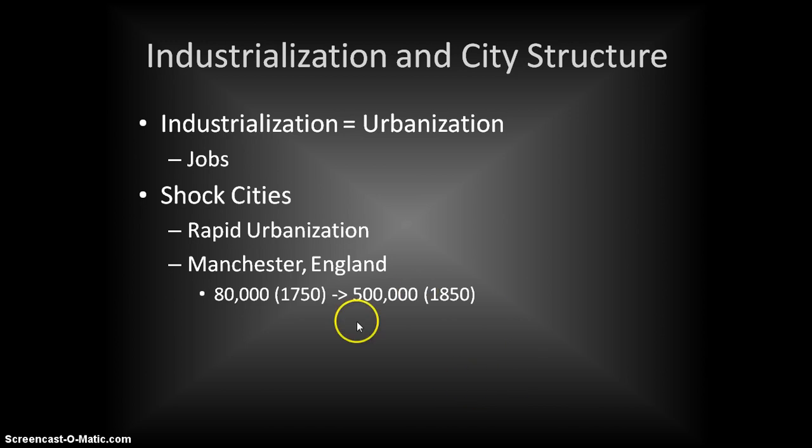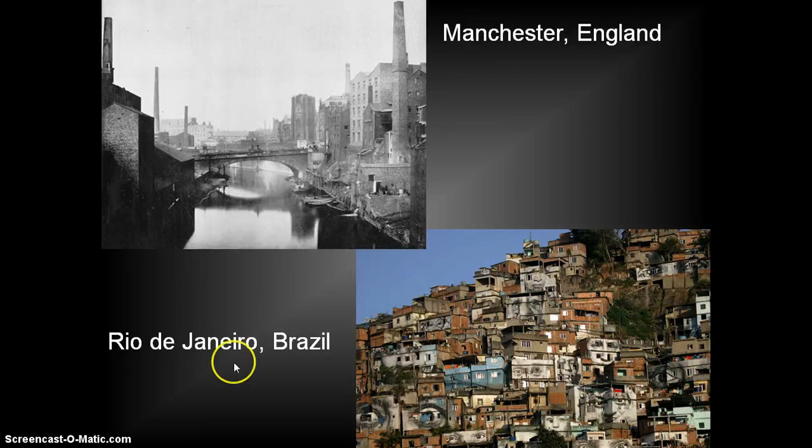Just an example here: Manchester, England, one of the first cities to really be hit by the Industrial Revolution. Based on the information that I had, in 1750 you have about 80,000 people living in Manchester, but then by 1850 you have around 500,000 people living in the city, or what is considered the city. So obviously a very large increase, a very rapid increase in just 100 years there. So you have a picture of Manchester, England. The factories right there on the water, polluting the water and things like that.